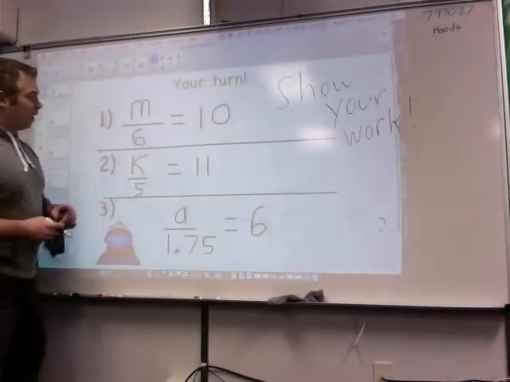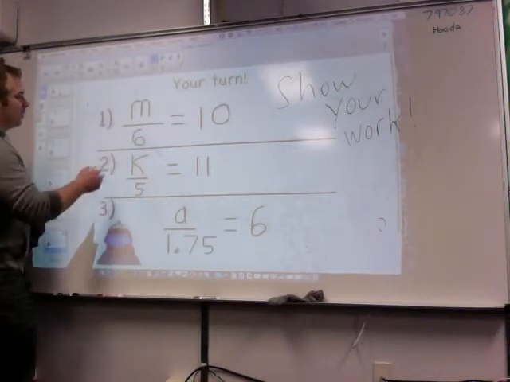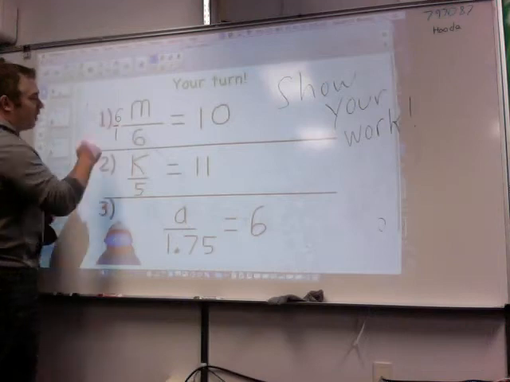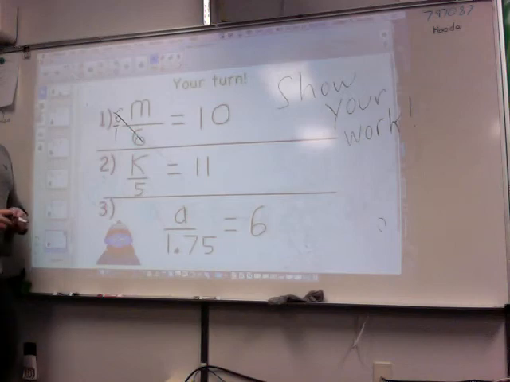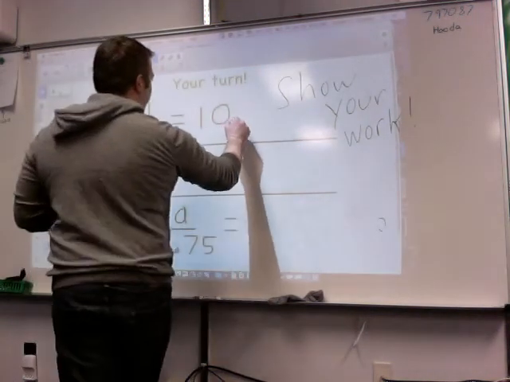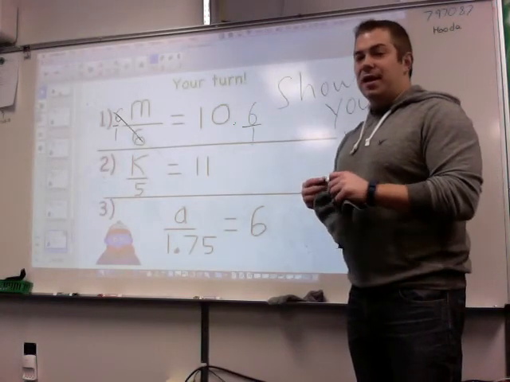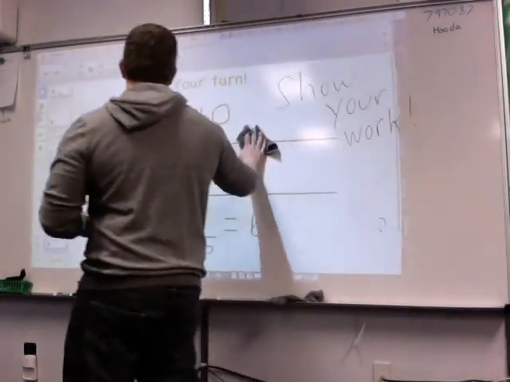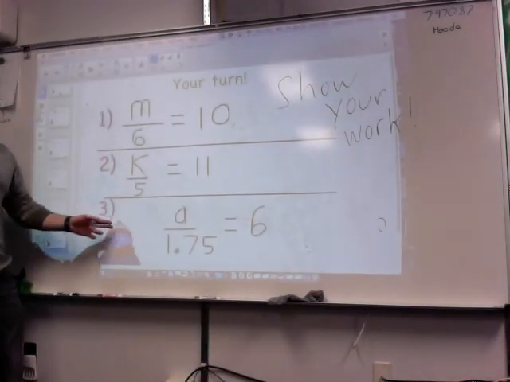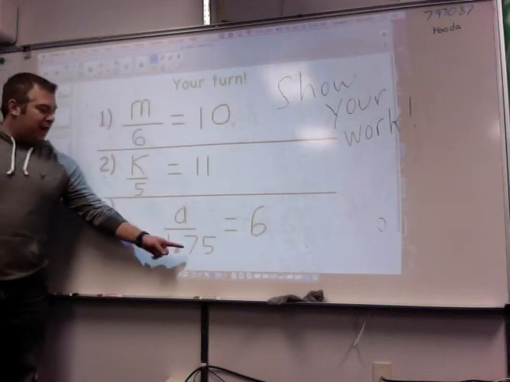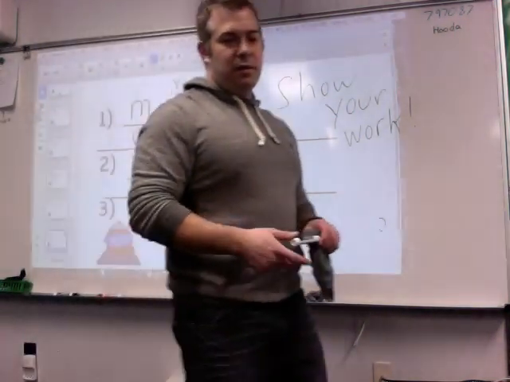I'll even start number 1 for you. What's the inverse of 1/6? Or if I'm dividing by 6, I need to multiply by 6. So you're going to put a 6 over 1 right here, and then you're going to cancel these out and be left with 1m. Then on this side, you're going to multiply by 6 over 1, and you'll figure out what that is, and you'll get your answer. Do the same thing for number 2: k over 5 equals 11. And number 3, a over 1 and 75 hundredths equals 6. Good luck, and we'll see you when we see you.